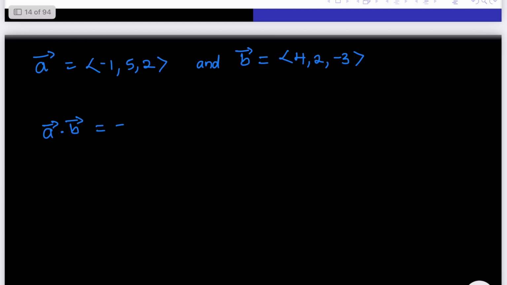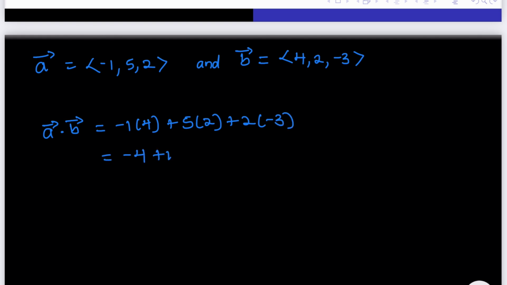Now let's compute the dot product between a and b. We are going to have -1 multiplying 4 plus 5 multiplying 2 plus 2 multiplying -3. That's going to give us -4 plus 10 minus 6, which will give us 0. Thus, the vectors a and b are orthogonal.